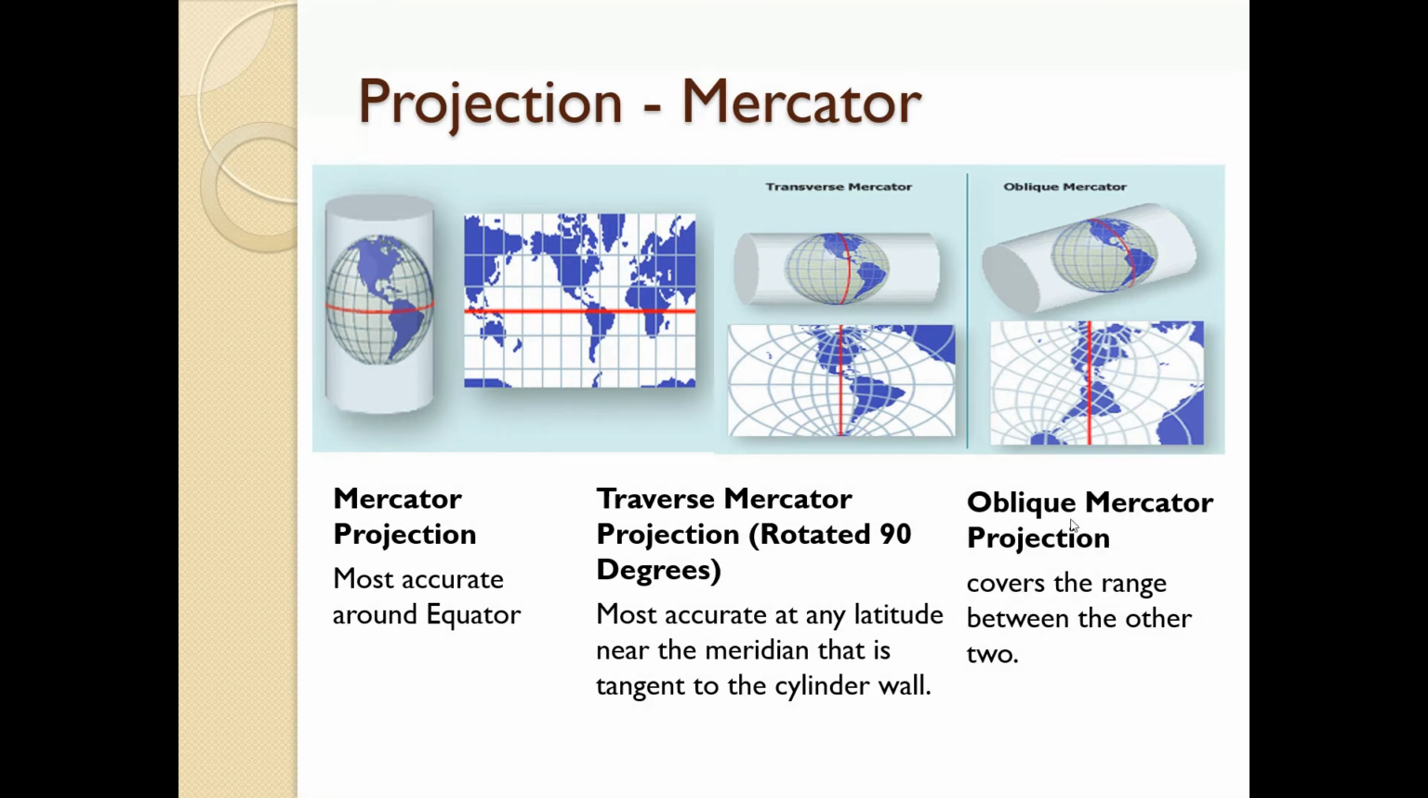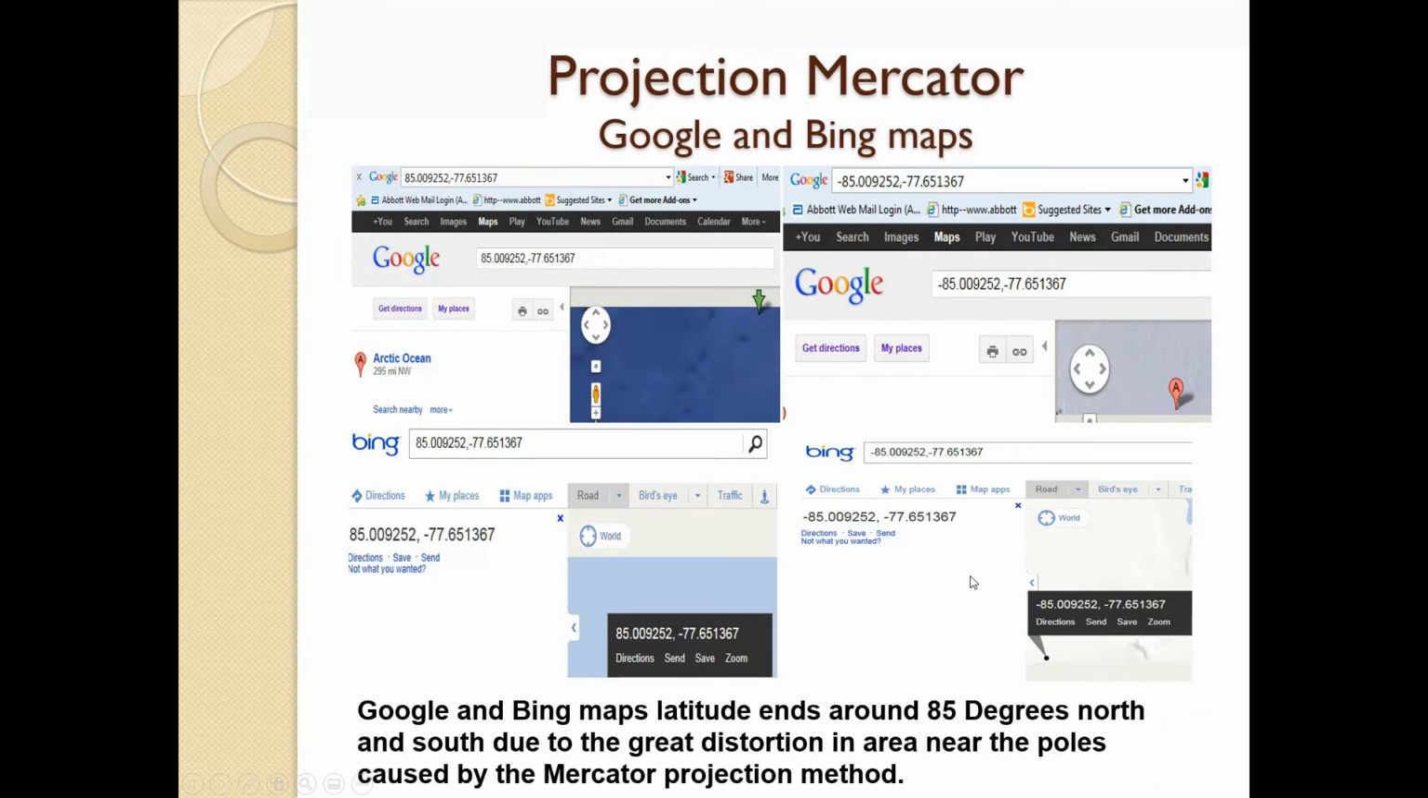Finally, you have something called the oblique Mercator projection. That's when you start tilting the cylinder so it touches different points on Earth. So those are different projections of the Mercator.